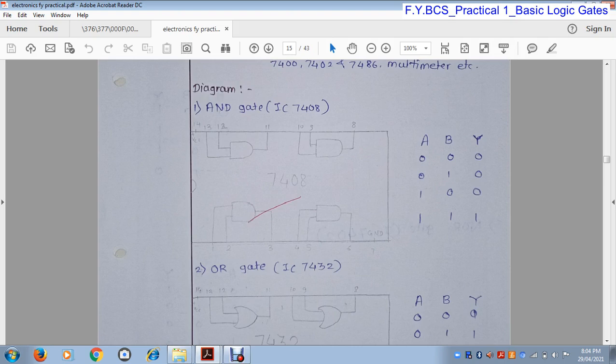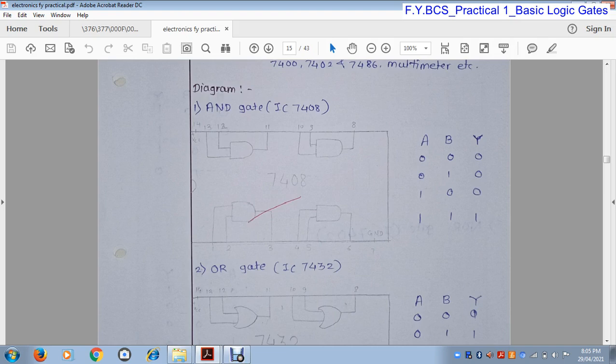Okay, so this is the first AND gate of this IC. This AND gate contains 2 inputs and 1 output. Pin number 1 and pin number 2 are the inputs of the first AND gate and pin number 3 is the output of the first AND gate. Similarly, pin number 4 and pin number 5 are the inputs to the second AND gate and pin number 6 is the output of the second AND gate.